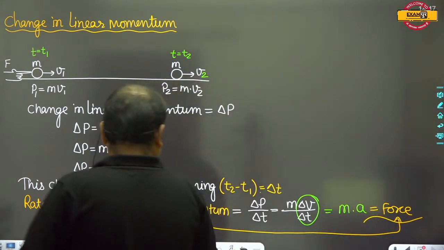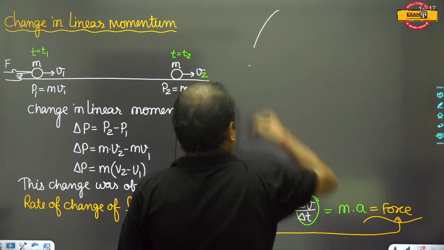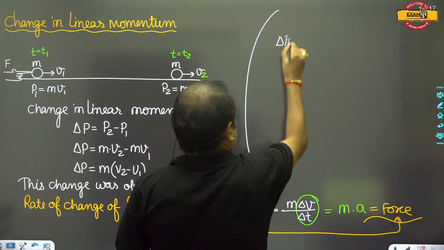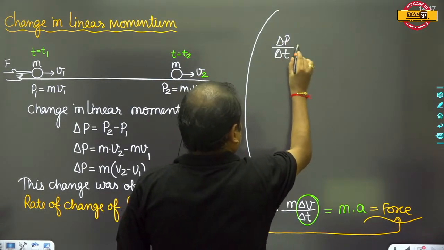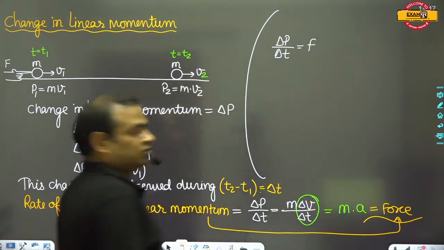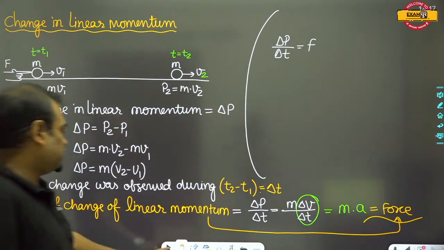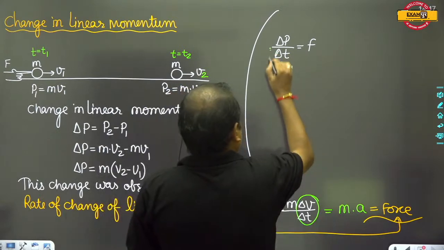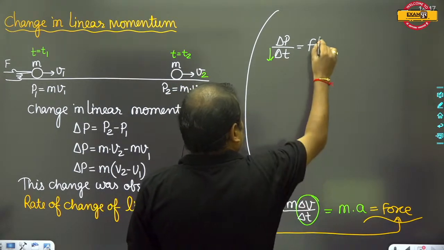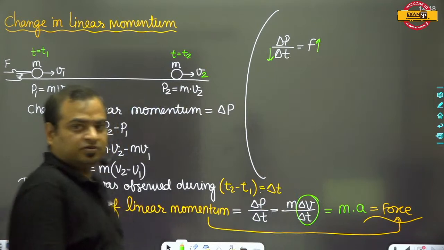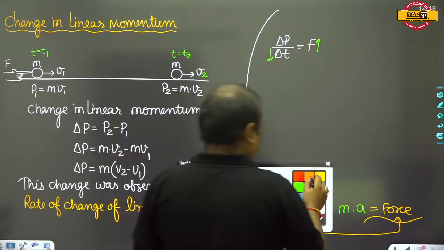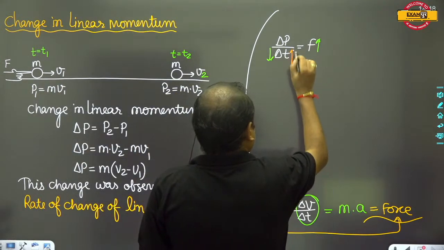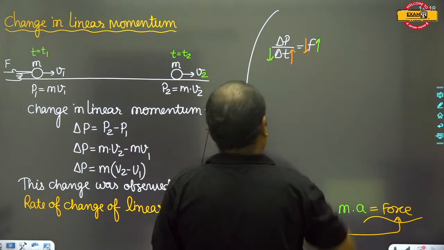Here we can observe that delta p upon delta t is equal to F, the rate of change of linear momentum. Suppose that if the time duration is very low, then the force will be very high. If the time duration of change of momentum is very high, then the force will be very low.